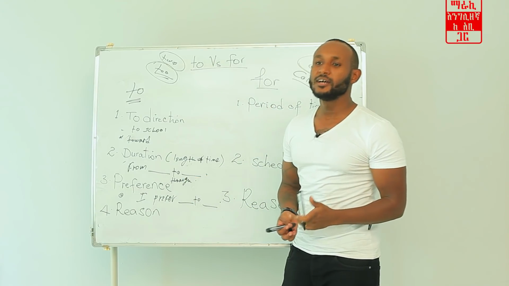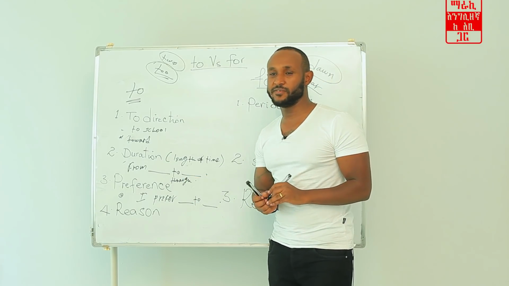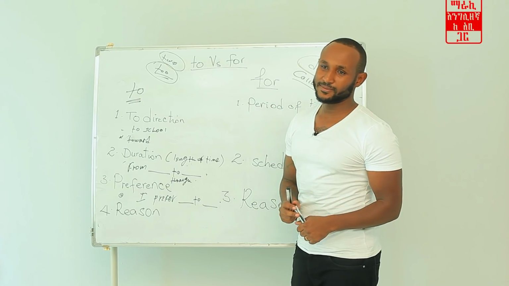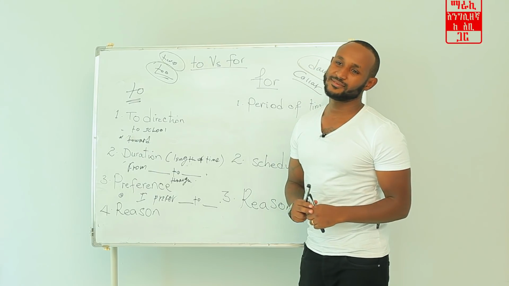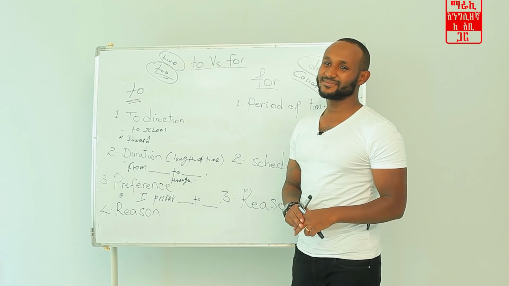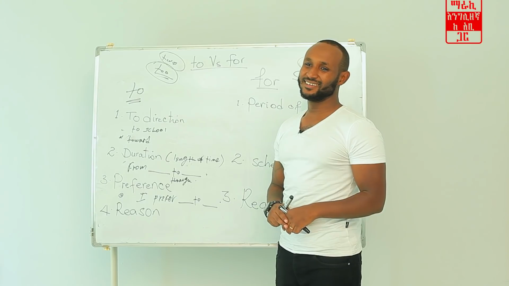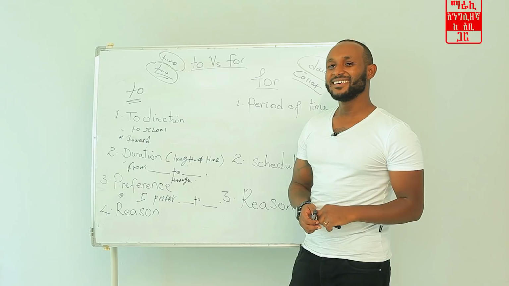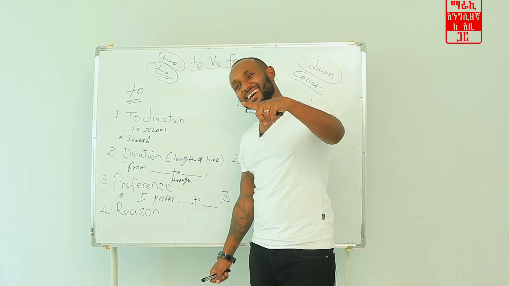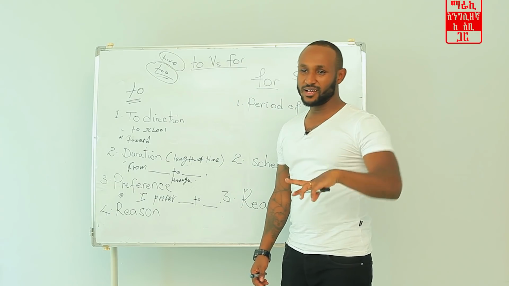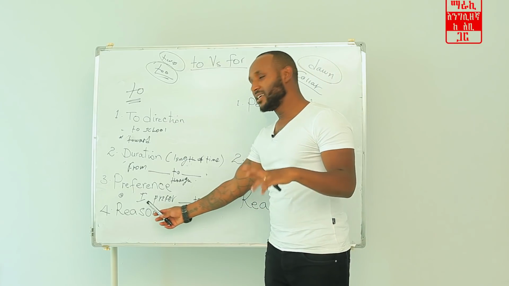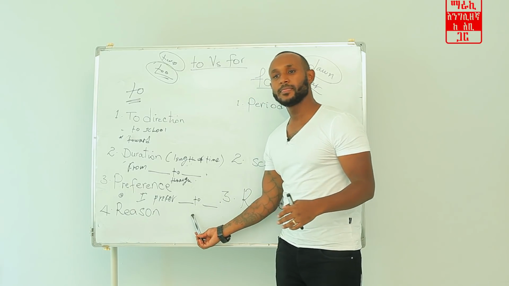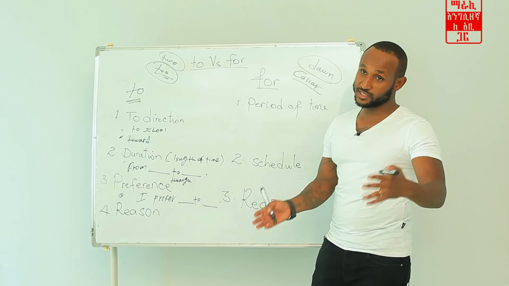TV channels. What are your two favorite TV channels? Number one, Al Jazeera. Number two? BBC? No. Fana? Okay, make it Fana. So, Al Jazeera number one, Fana number two. I prefer Al Jazeera to Fana. I prefer Al Jazeera to Fana.